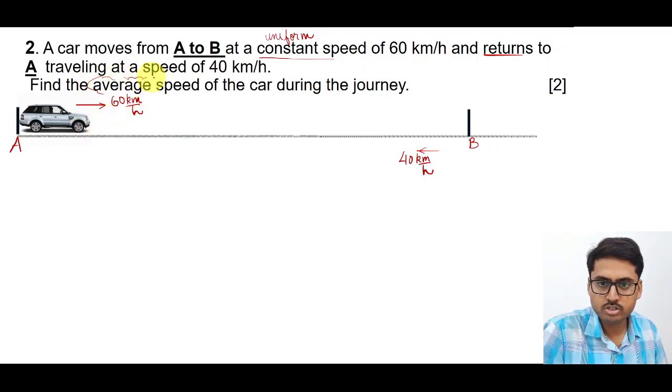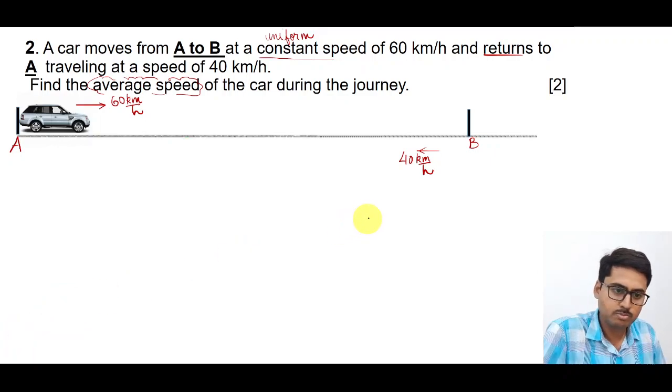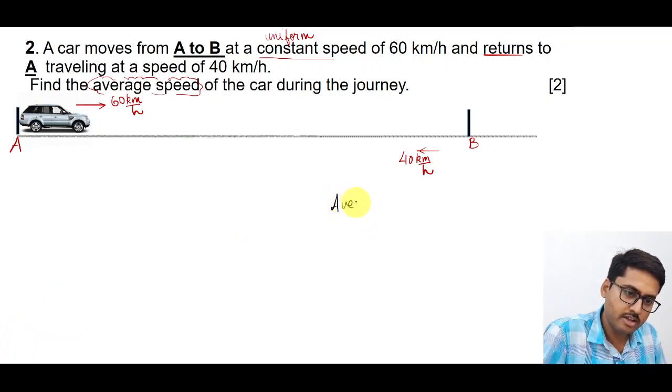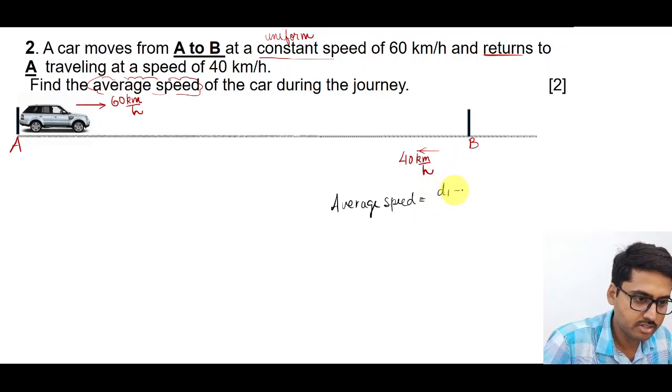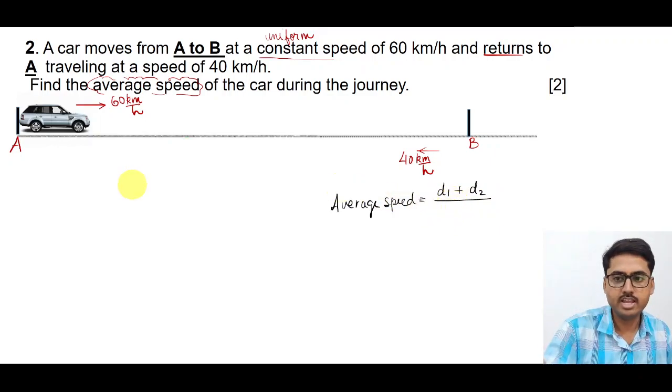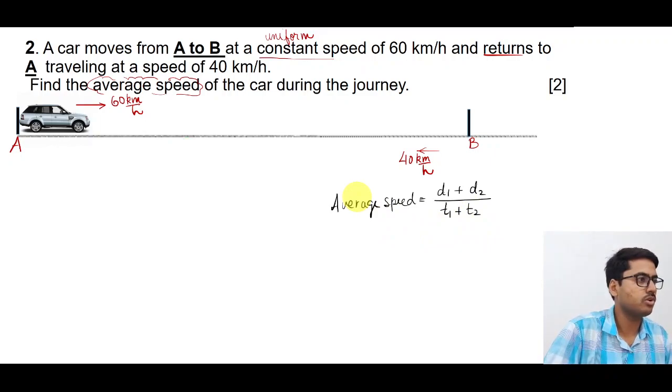Now the moment children read this question in class 9, they like, how can we solve? We know the formula, that is average speed is equals to total distance covered by total time taken. So you write here, let's say this is d1 plus d2. I am writing d1 plus d2 because there are 2 intervals, A to B and B to A. So d1 plus d2 divided by t1 plus t2. So this is the formula known to all the children.